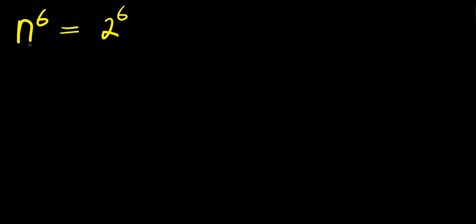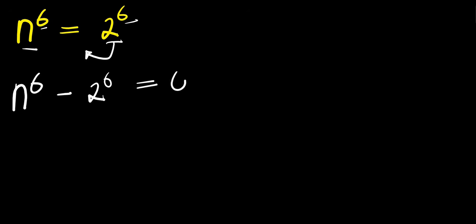Hello, how to solve n to the power of 6 equals 2 to the power of 6, solving for all values of n that satisfy this equation. So let's start by moving this over here. This is n power 6 minus 2 power 6 equals 0. I can express this 6 as a product of 3 times 2.